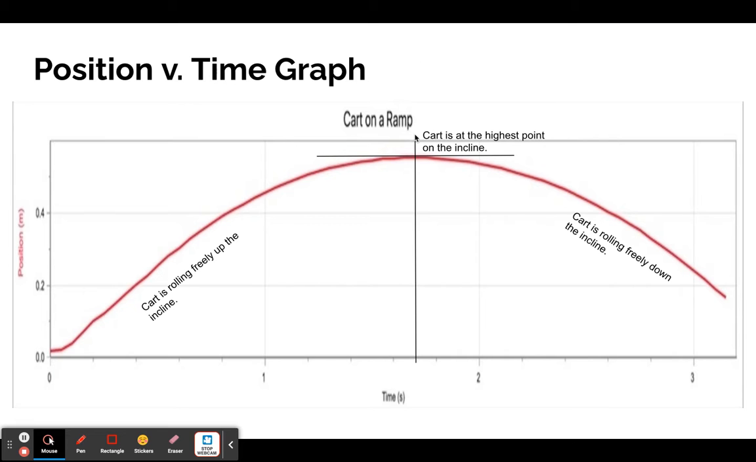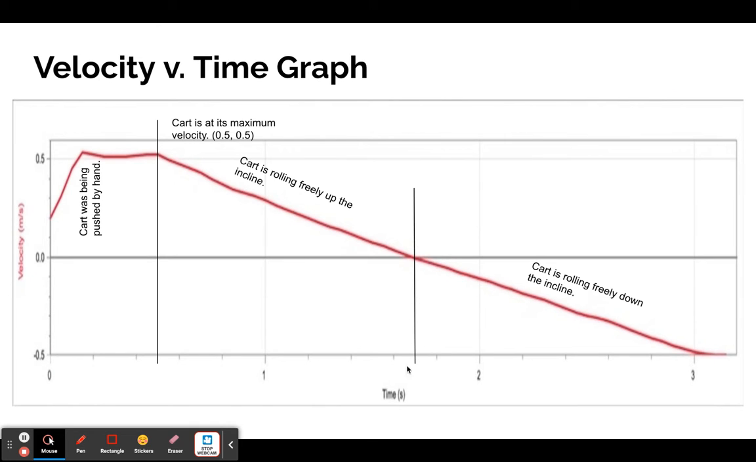We'll see on our velocity versus time graph, at that exact instant where the object reaches the highest point on the incline, the velocity at that instant is 0. So our linear line is going to intersect the v equals 0 line at that exact time interval. So you can see at that exact time interval, your velocity versus time graph should cross the 0, 0 marker.